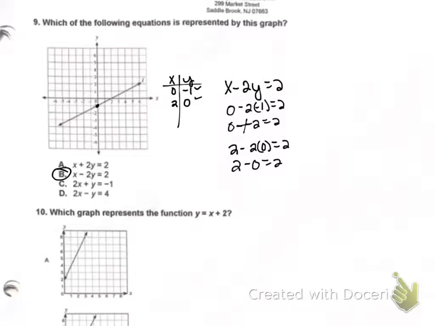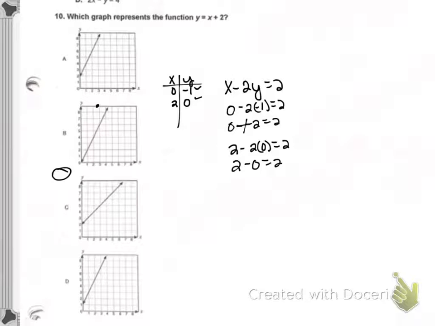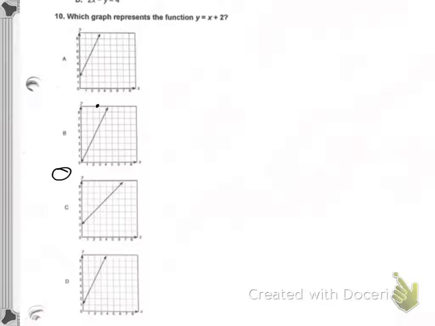Number 10. Which graph represents the function y equals x plus 2? So there's a couple of ways I can do this. If you remember how to graph, this is your slope, and there's an imaginary 1, and this is your y-intercept. So I'm looking for a y-intercept of 2, and where I go up, rise 1, run 1. So this one starts at 2. I go up 1, over 1. Well, that's not there.